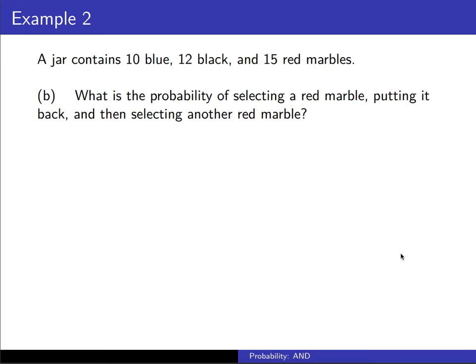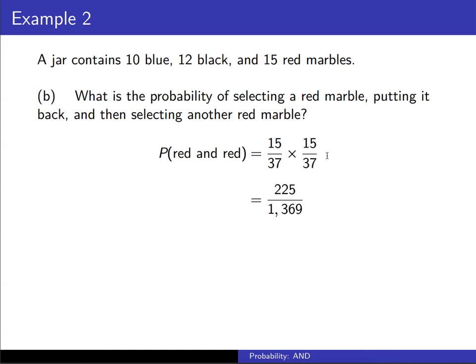All right, part B. What is the probability of selecting a red marble, putting it back, and then selecting another red marble? Another way to phrase this is drawing 2 red marbles with replacement. We still have 37 marbles in the jar, 15 of them red. So we take 15 out of 37 for the first event, drawing a red marble. We put the marble back, so there are 37 marbles again, and then we draw another red marble. Assuming the first one was red and we put it back, we have 15 red marbles again. So it's 15/37 times 15/37, or that fraction squared, which gives us 225 out of 1,369.